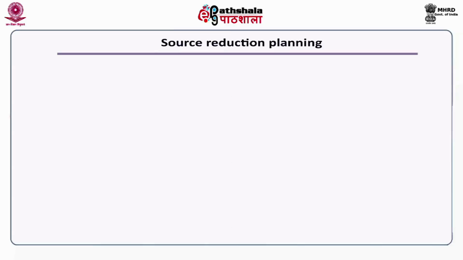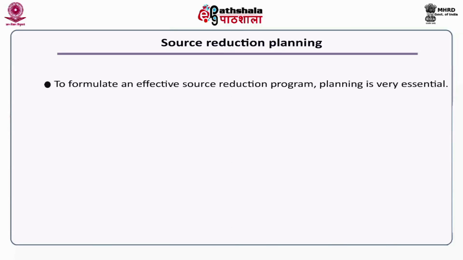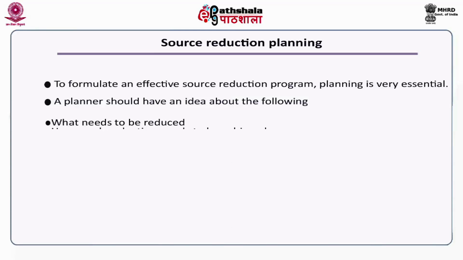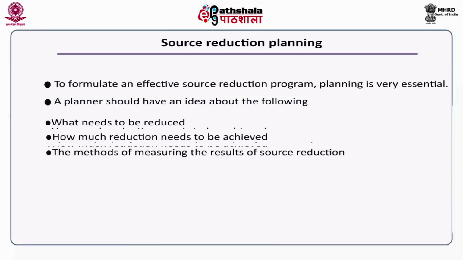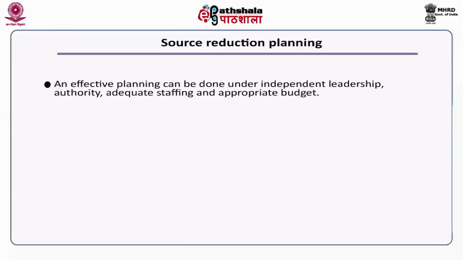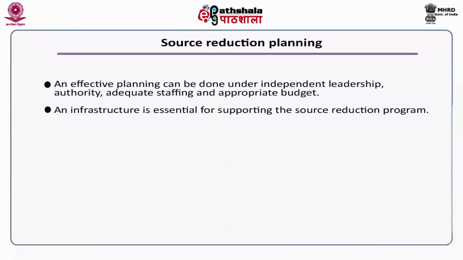Now, let us discuss source reduction planning. To formulate an effective source reduction program, planning is very essential. A planner should have an idea about the following things: first, what needs to be reduced; second, how much reduction you need to achieve; and third, the method for measuring the results of source reduction. Effective planning can be done under an independent leadership, authority, adequate staffing and appropriate budget. An infrastructure is essential for supporting the source reduction program.